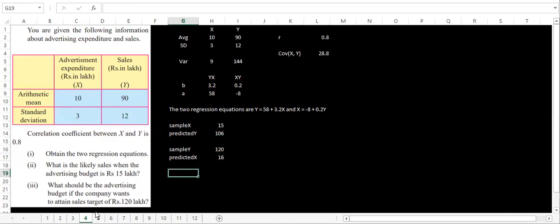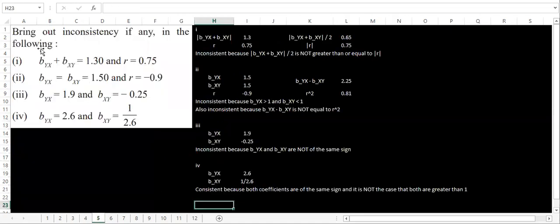Next question. Bring out inconsistency, if any, in the following.